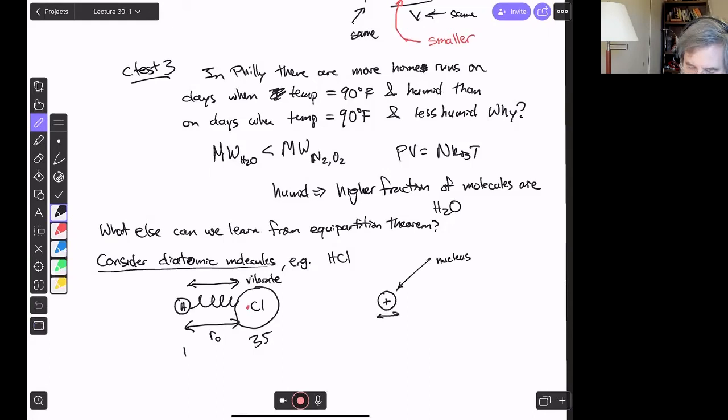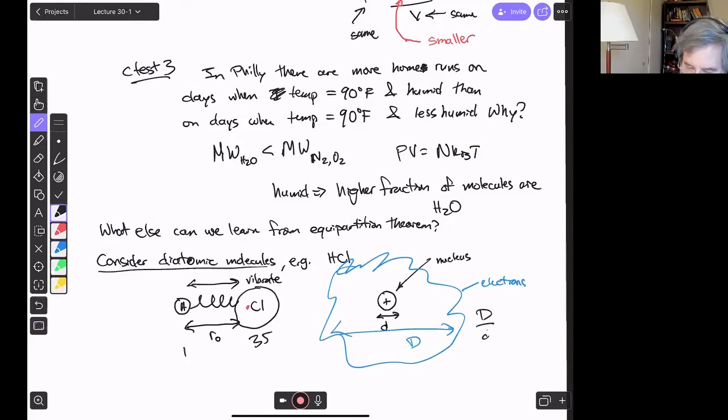And let's say it has a diameter little d, and it's surrounded by this cloud of electrons that is much bigger. This is the electrons. And let's say the diameter of the electron cloud is about D. The electron cloud is hugely bigger than the nucleus. So D over d is about 10,000, depends on the particular atom, but it's of order 10,000.